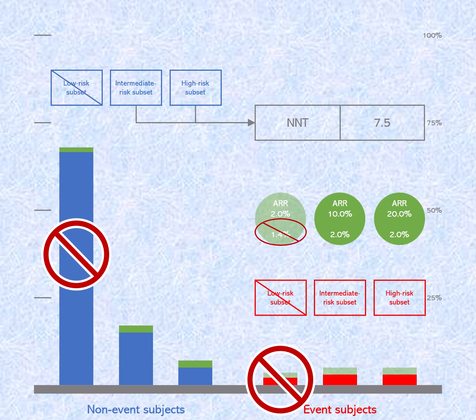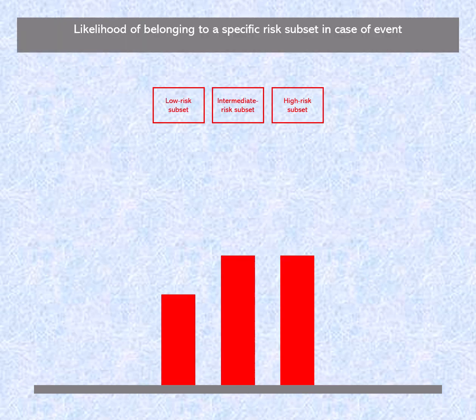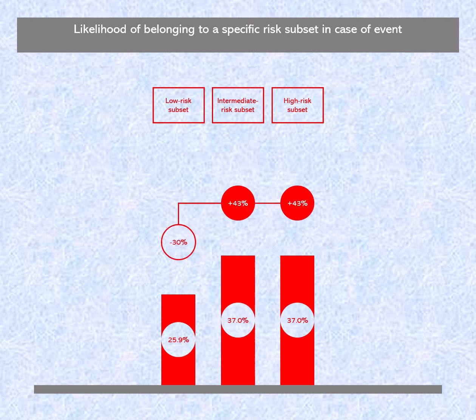Lastly, what is the likelihood of belonging to any of the three risk subsets in case of event? Here are shown the respective likelihoods when no treatment is applied. Noticeably, the percentages do not quite differ, but for a slightly lower value in the low-risk subset. This is due to the total number of events from the three risk subsets. For instance, even if the incidence of events in the intermediate risk subset is 25%, while it is 50% in the high-risk subset, they both convey the same value, i.e. 5%, relative to the overall population.